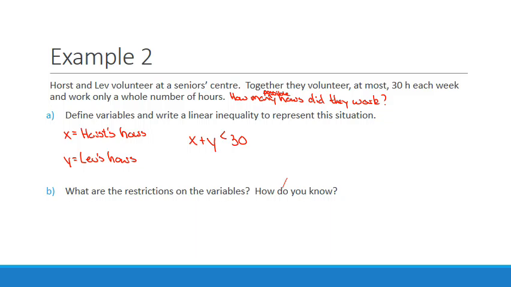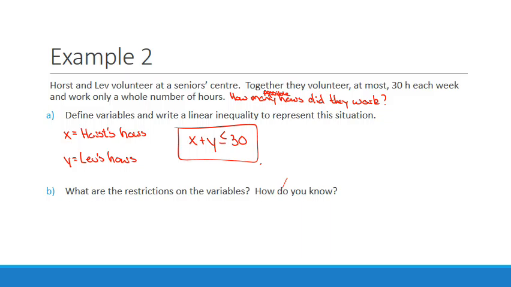So 30 is greater than usually what they work, and I can put the equal to in there. So if they worked 26 hours, the 26 would be on that left side. That's fine. 26 is less than 30. That's acceptable. But they can work 30. Okay, so that is my inequality.